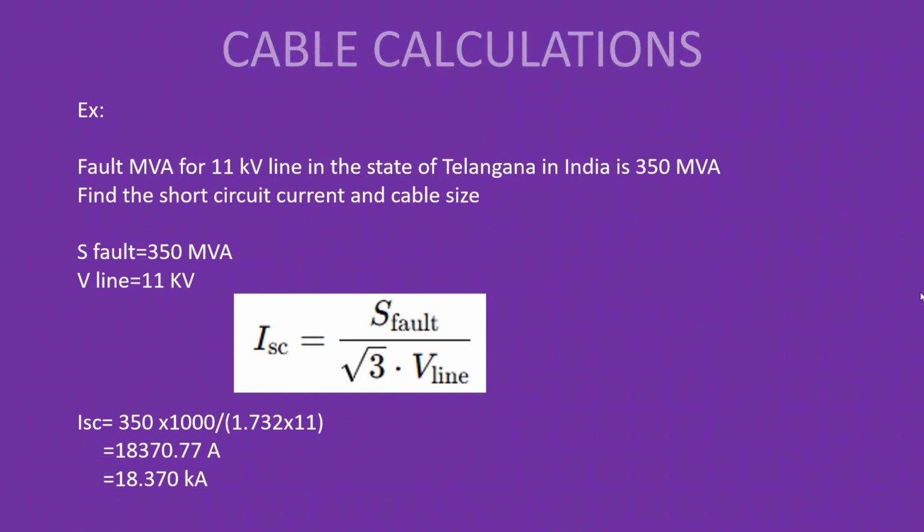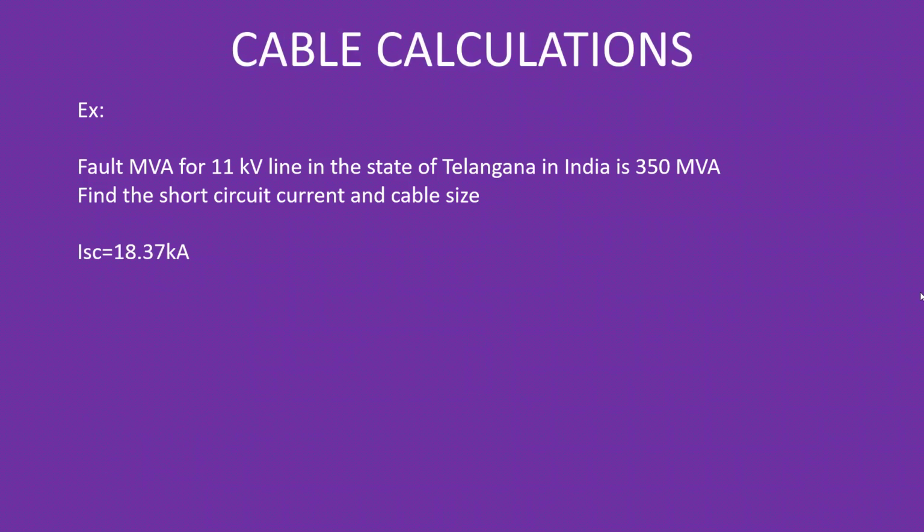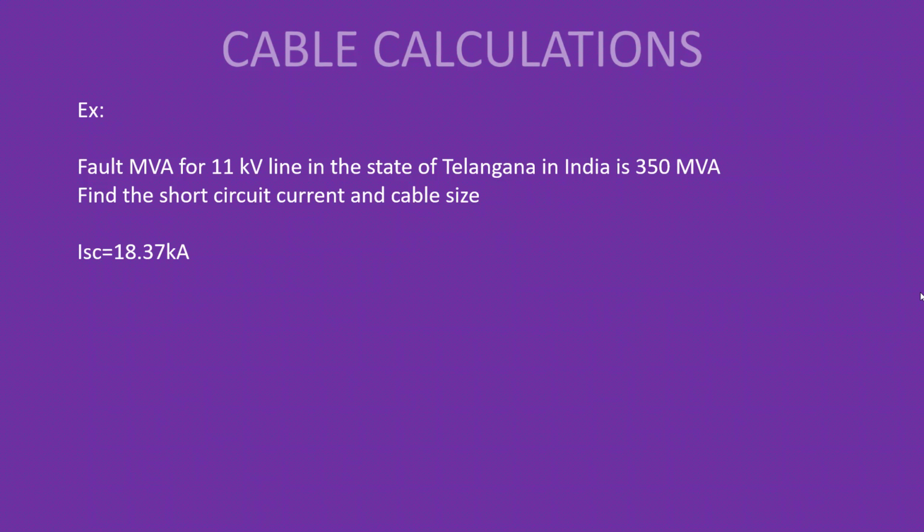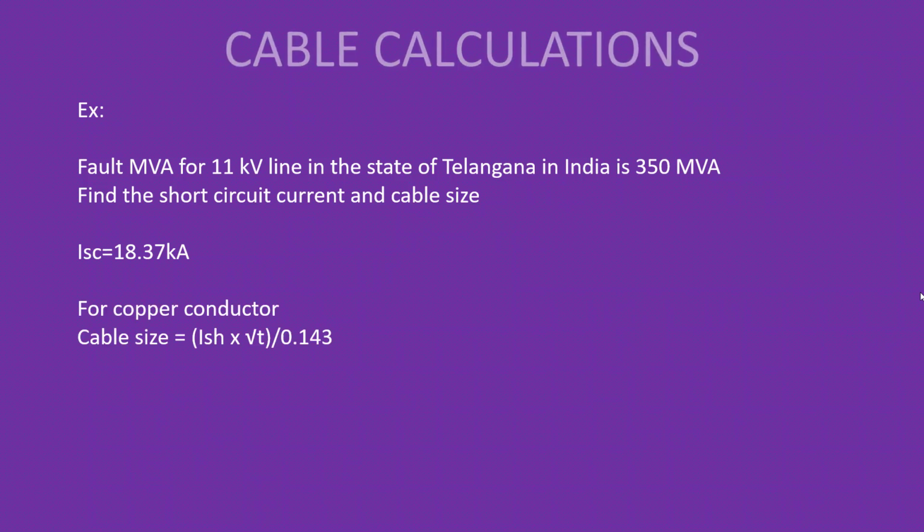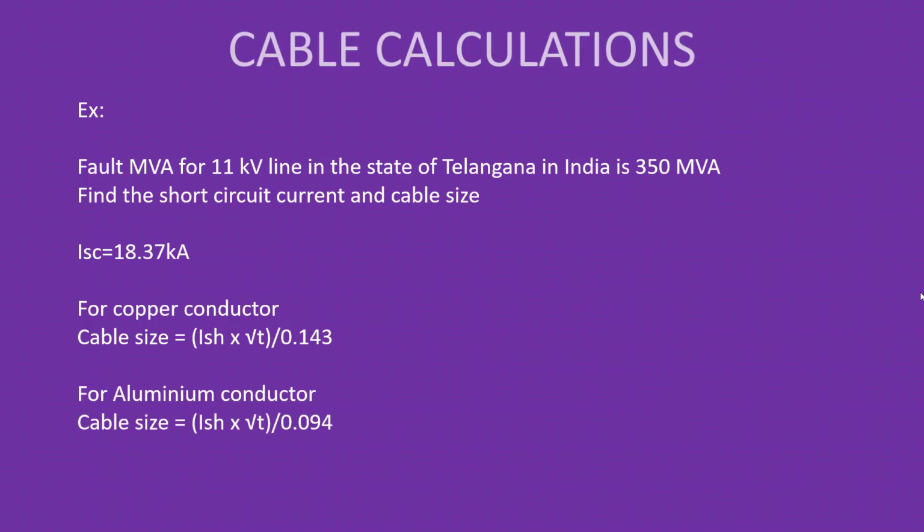We can say 18.37 kiloampere. So we got ISC, short circuit current, as 18.37 kiloampere. What are our equations for cable sizing? For copper, the equation is ISH, short circuit current, into root T divided by 0.143. For aluminium, ISH into root T divided by 0.094. T I am taking as 1 second.